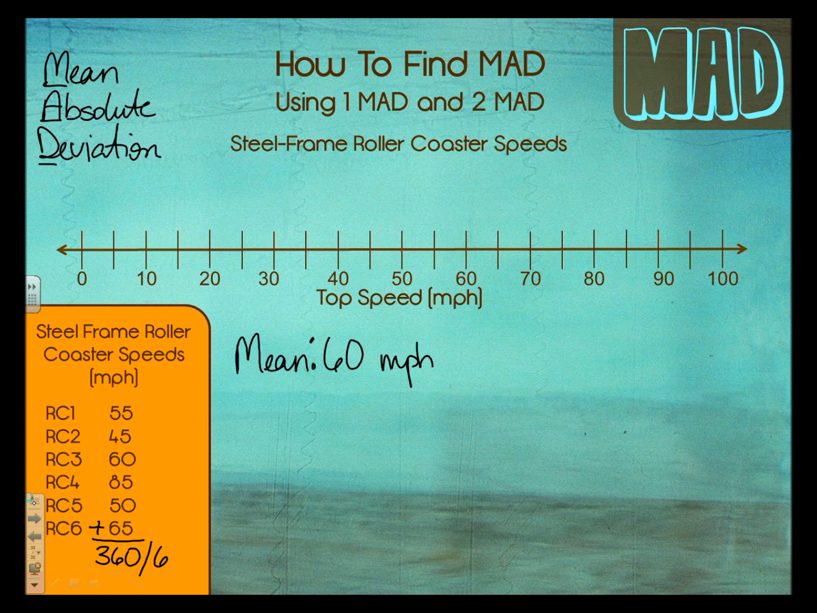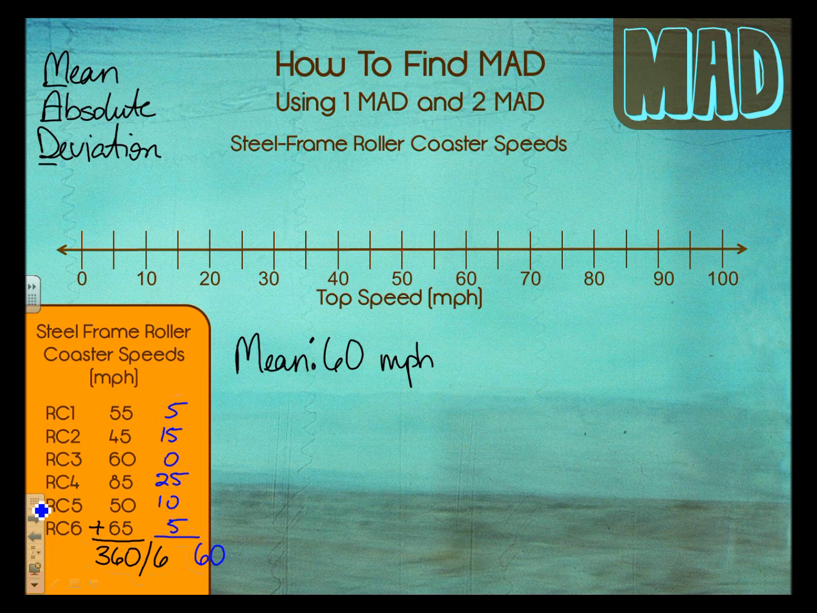So now the next part is to find how much does each point deviate from the average. How much is it changed from the average? So roller coaster one is 5 away from the average of 60. 45 is 15 away. 60 is 0 away. And that point counts. Just because it happens to be the same as the average, it still counts. 85 is 25 away. 50 is 10 away. And 65 is 5 away. And I'll add all those up. And the total distance of all of those points from the average is also 60.